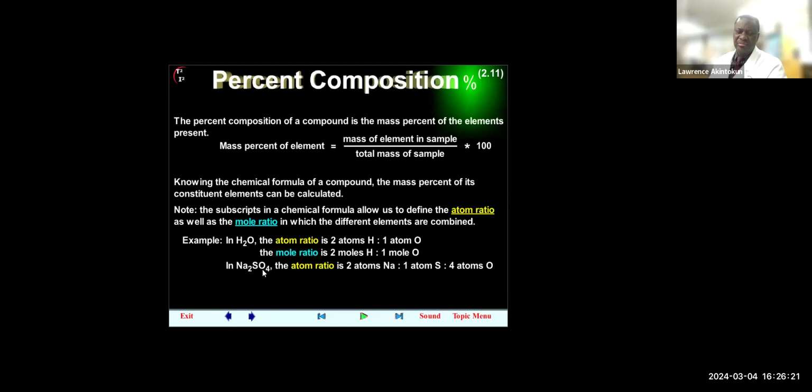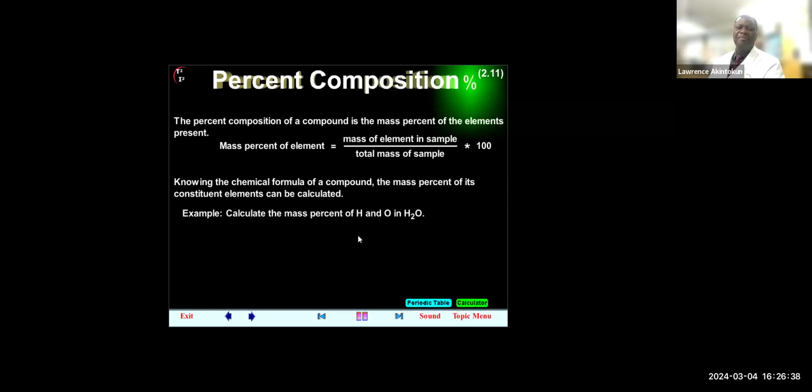4 atoms of oxygen. So the atom ratio is 2 atoms of Na to 1 atom of S and 4 atoms of oxygen. The mole ratio is 2 moles of sodium to 1 mole of sulfur, 4 moles of oxygen. H and O in H2O.